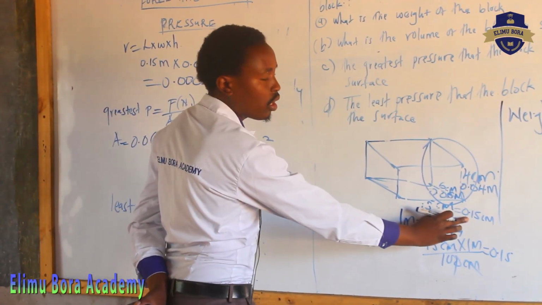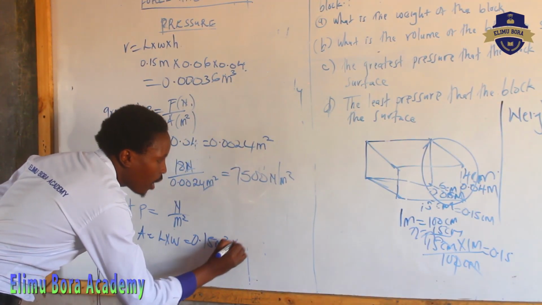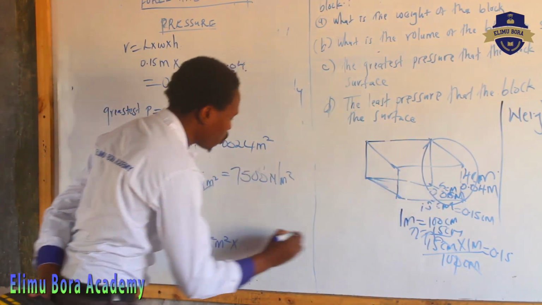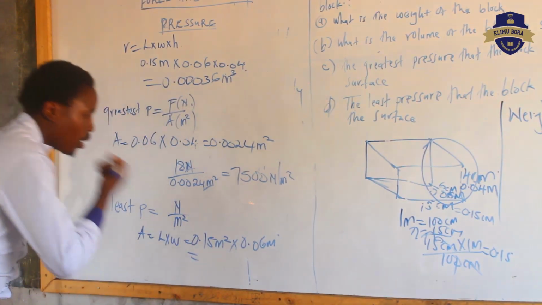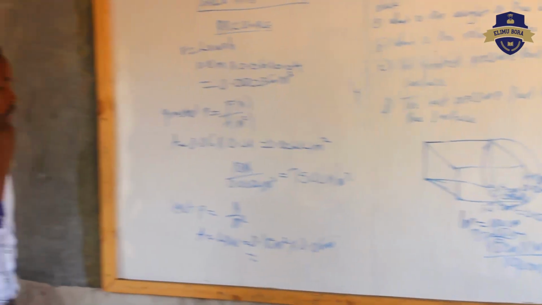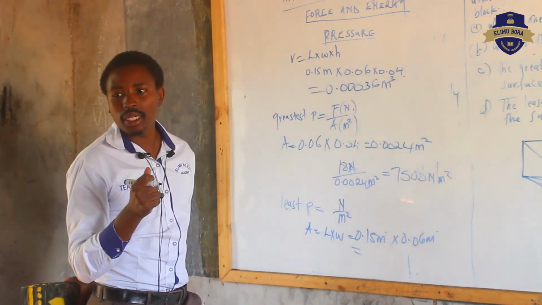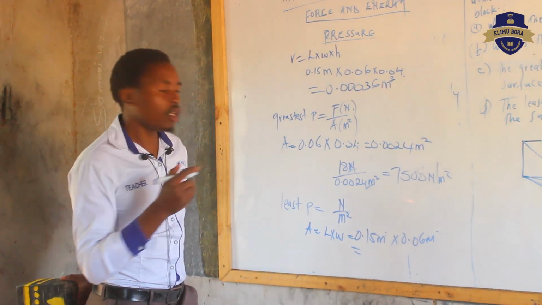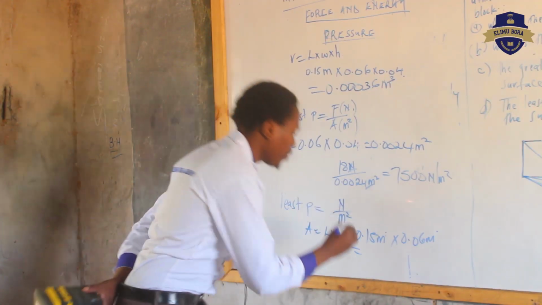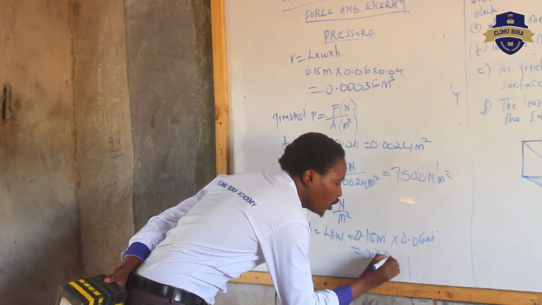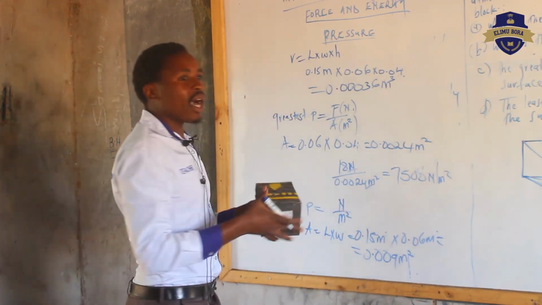Length will be what? 0.15 meters, and for the side of the width we shall use 0.06 meters. Use your calculator so fast. What do you get? 0.009. That's the area in meter square.